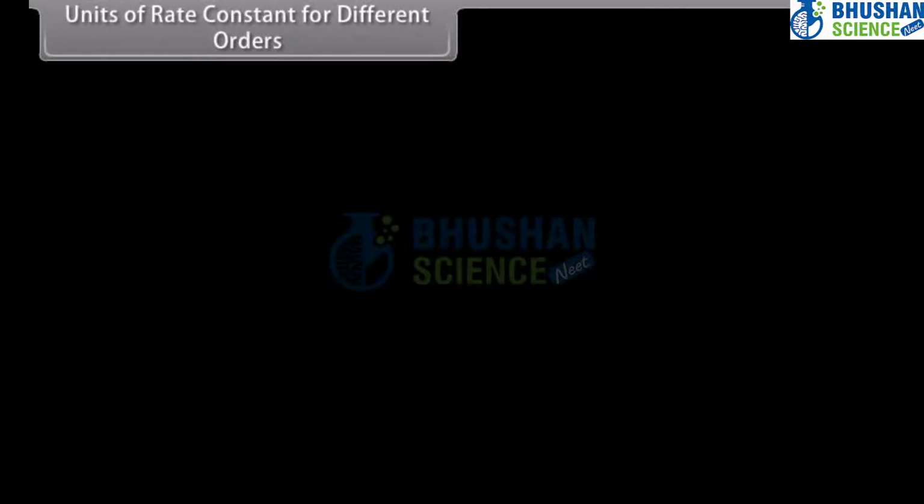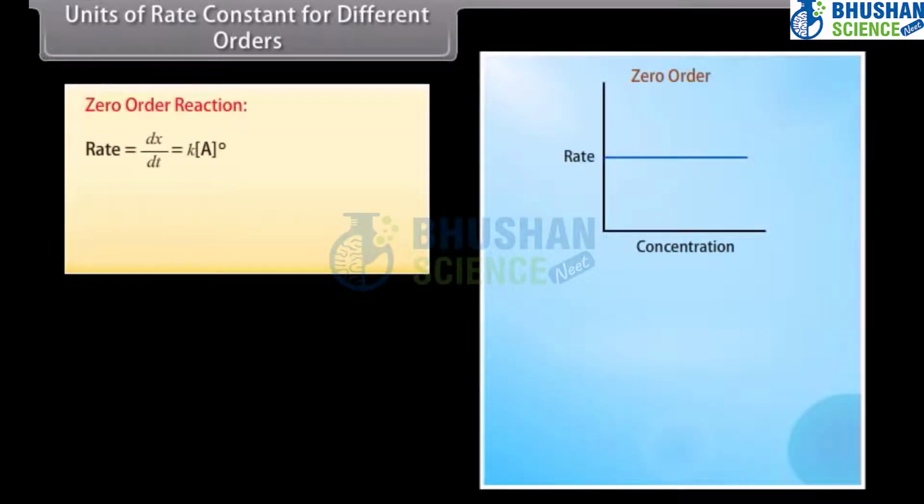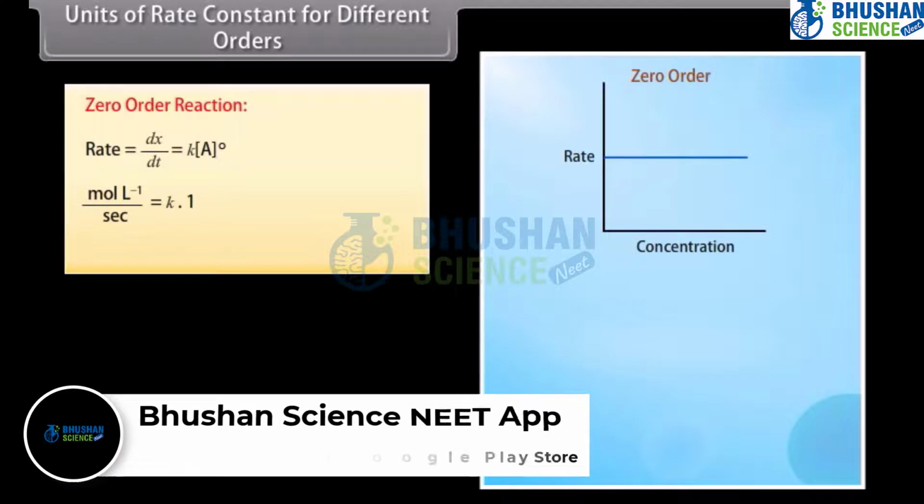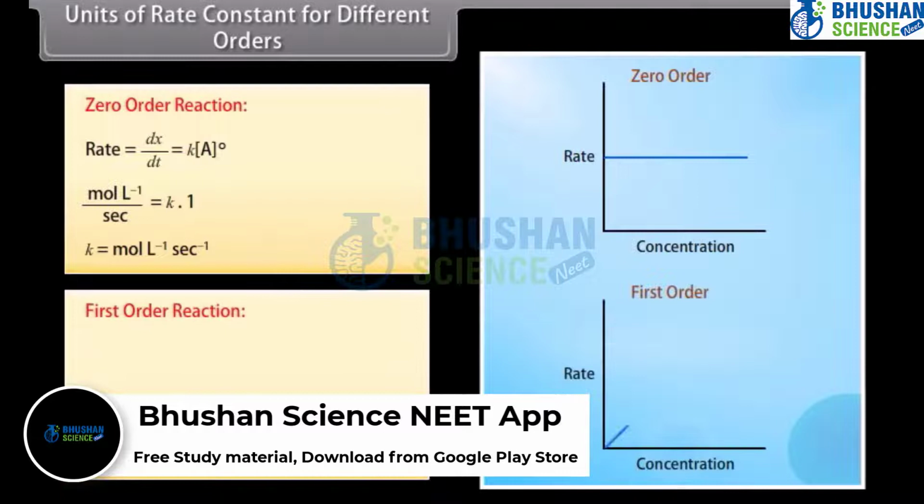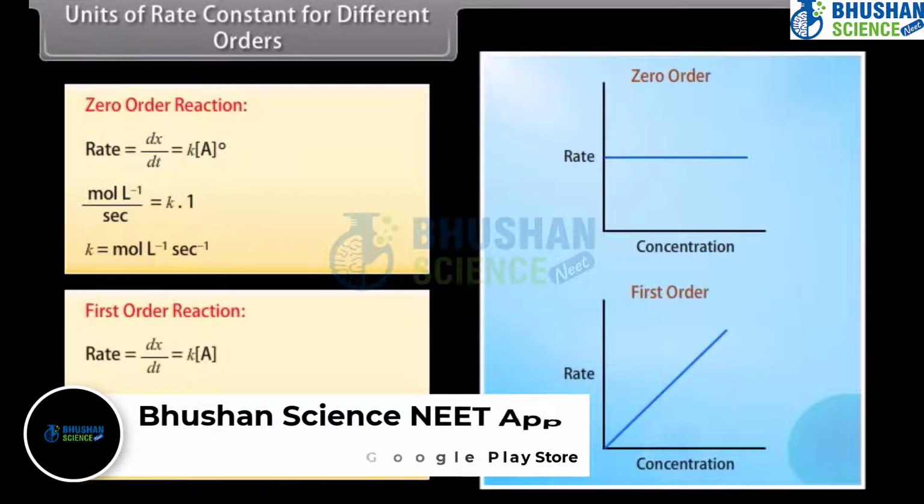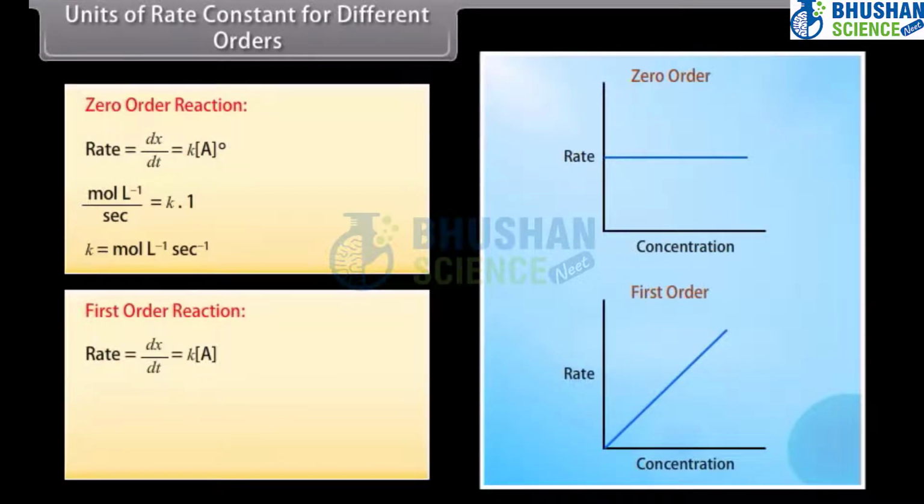Units of rate constant for different orders. Zero order reaction. Rate is equal to dx by dt, which equals the product of k and A raised to the power 0. Thus, units of rate constant for zero order reaction are mole per liter per second. First order reaction. Rate is equal to dx by dt, which is equal to the product of k and A raised to the power 1. Thus, the unit of rate constant for first order reaction is per second.